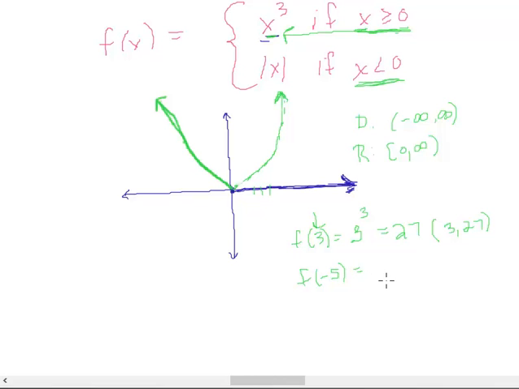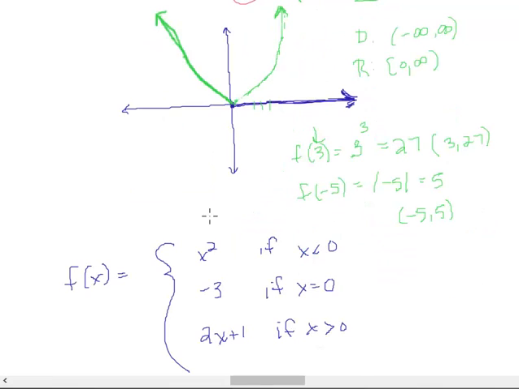Alright, what about, let's see, we're also asked to find f of negative 5. So f of negative 5, since I'm plugging in a negative x value, I want to consider this piece of the graph. So f of negative 5, I plug into the absolute value function, and this will give me positive 5, which gives me this point.